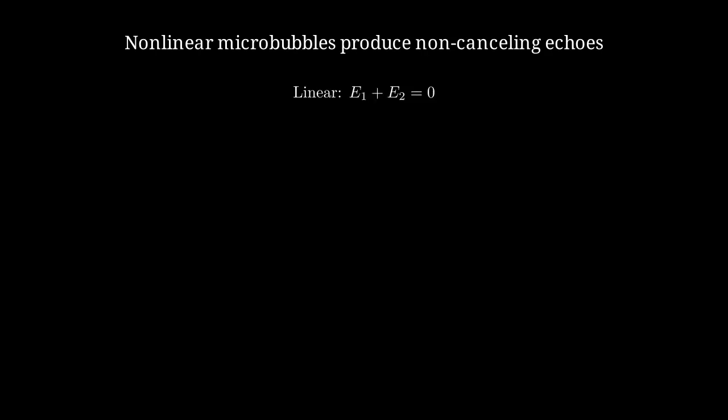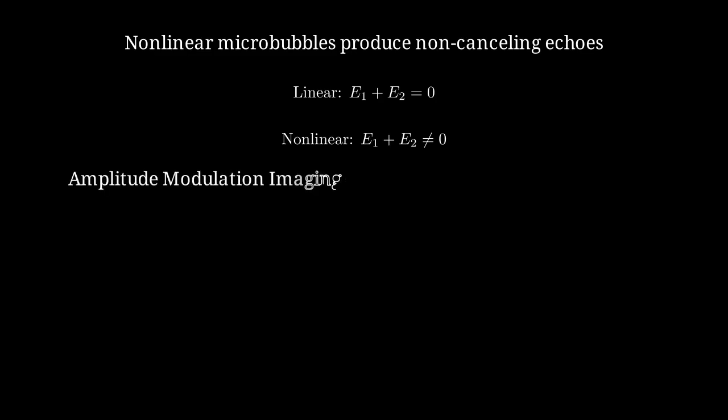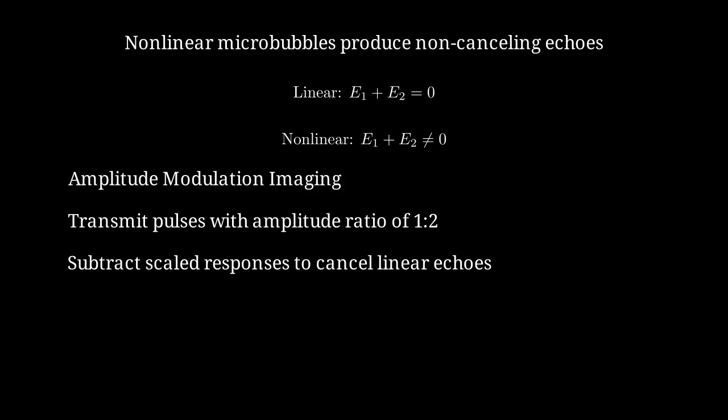For linear tissue, echo 1 plus echo 2 equals 0, complete cancellation. For nonlinear microbubbles, echo 1 plus echo 2 does not equal 0, leaving strong signal. Amplitude modulation is another technique, using multiple pulses at different amplitudes. Transmit 2 pulses with amplitude ratio of 1 to 2. Subtract the appropriately scaled responses to cancel linear tissue echoes while preserving nonlinear microbubble signals. The processed signal equals echo 2 minus 2 times echo 1, isolating nonlinear components.